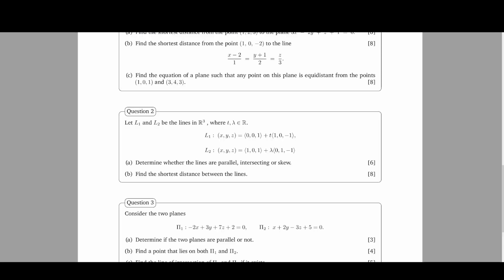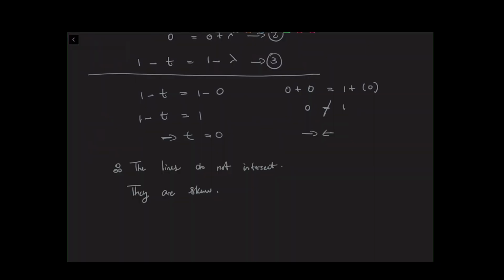So part B now asks me to find the shortest distance between the lines. In fact, here it'll be the shortest distance between the skew lines, because that is what we just found out. So we have to choose some fixed points here, and then use our distance formula and get whatever the shortest distance is. So let's do that.